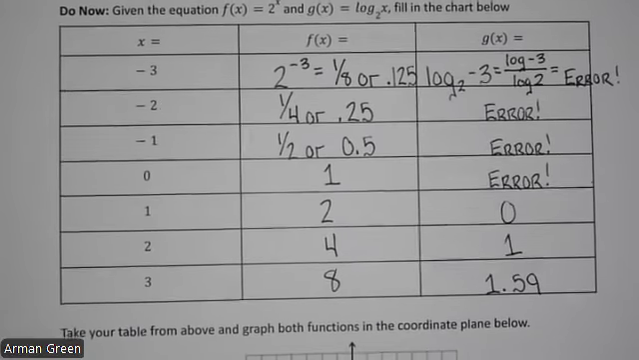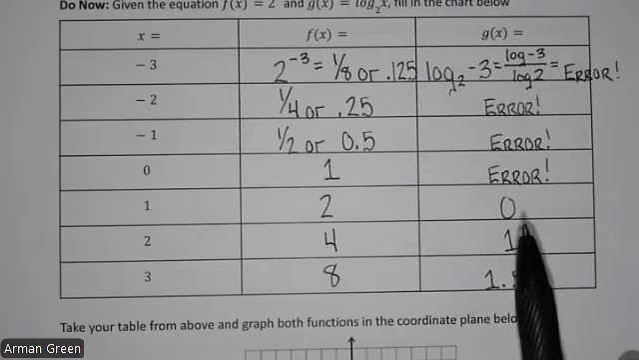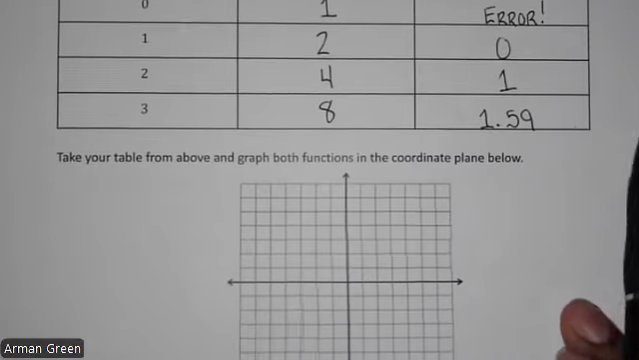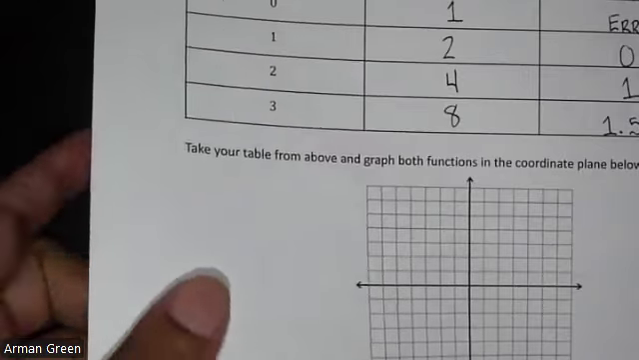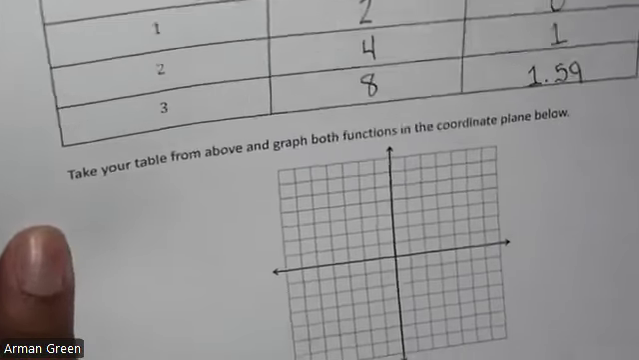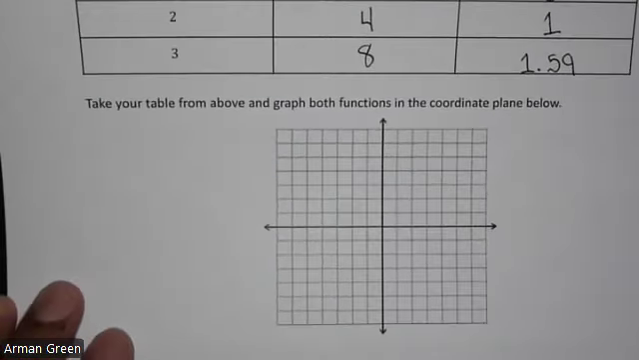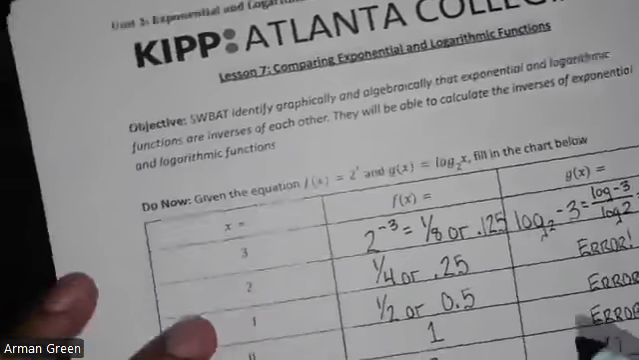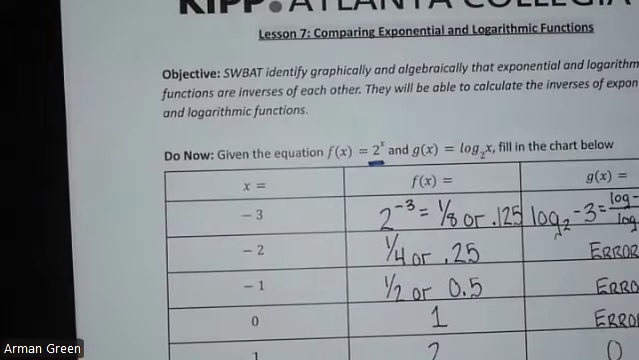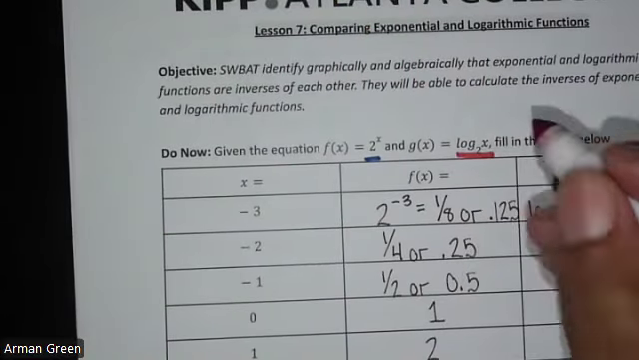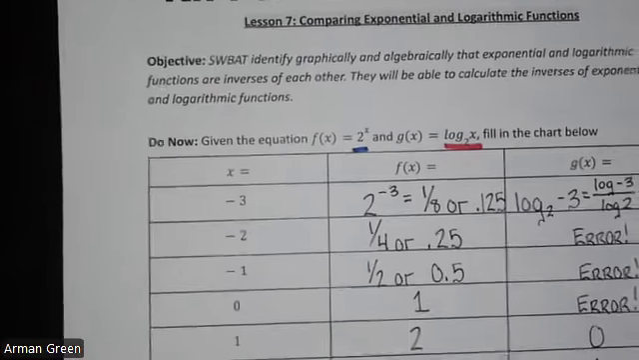So now what we're going to do is take these values from this table and graph both functions at the bottom of the page. Because I'm creating two different graphs, I'm going to use two different colors to show the differences between the graphs. I'm going to use this blue marker to graph the function 2 to the power of x. And then I have a red marker here, and we're going to use this red marker to graph log base 2 of x based on the numbers that we have gotten from our table.